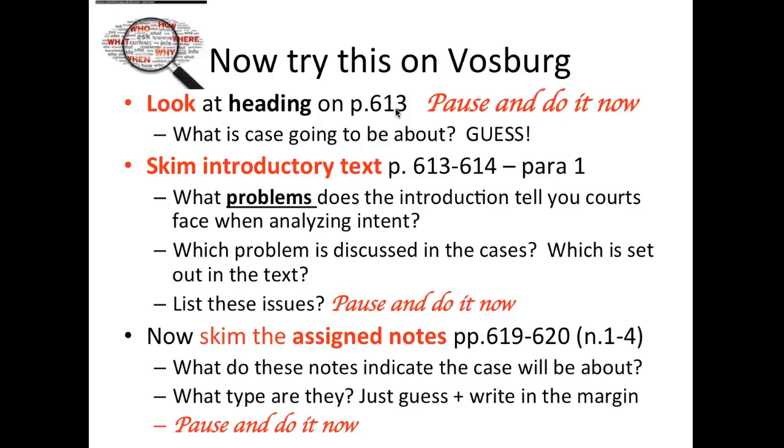Now skim the introductory text on page 613 to 614. Pay attention to the first paragraph. What problems does the introduction tell you the courts face when analyzing intent? Which of these 2 problems is discussed in the case, and which is set out in the introductory text? List these 2 issues. So look at page 613 to 614 and focus on the first paragraph. Do it now.